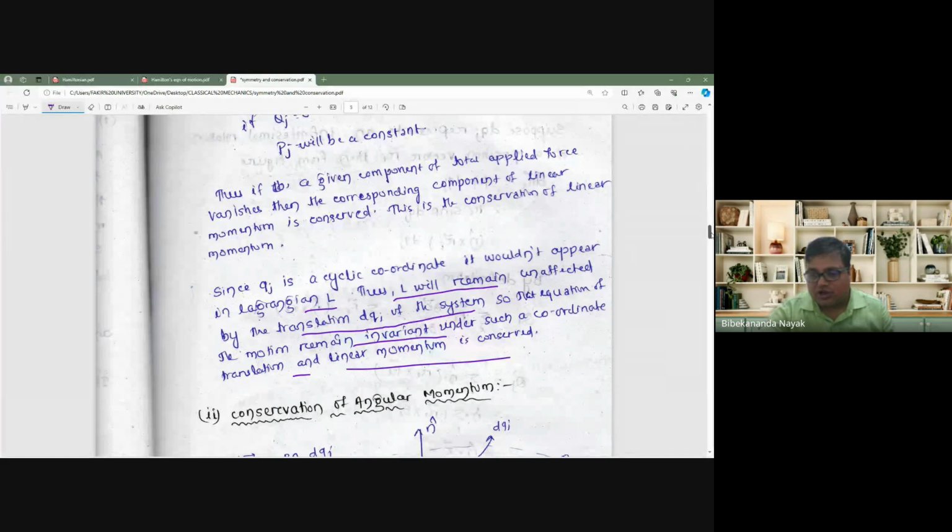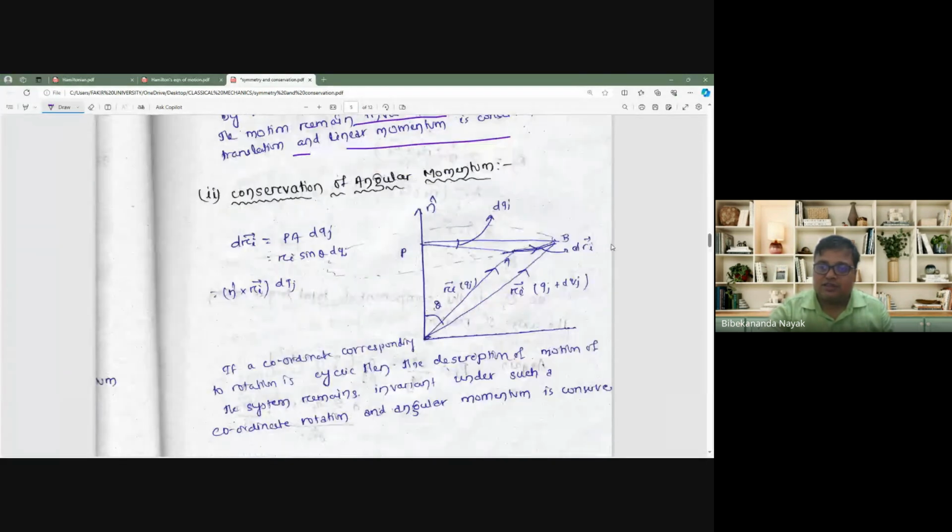Okay, then conservation of angular momentum. In a similar way you can prove it; here your coordinate change is a rotation. Suppose the angle is theta, and Ri is our coordinate, which we rotate slightly so that our change is dRi and the resultant is Ri, Qj plus dQj. Here you can write dRi as nothing but the arc length, which is Pa into dQj. This is the n cap.